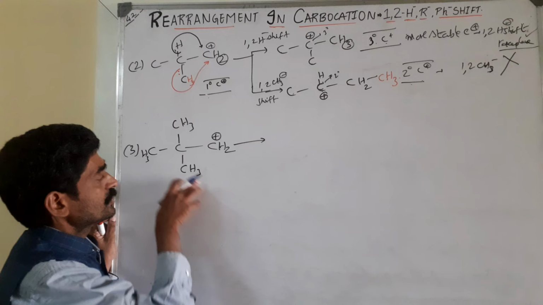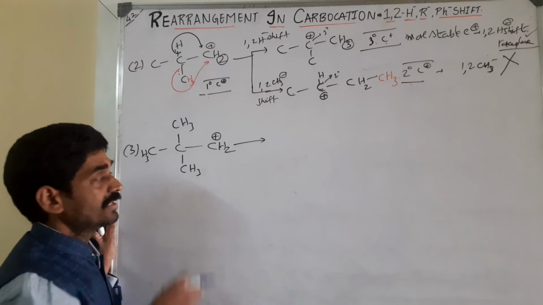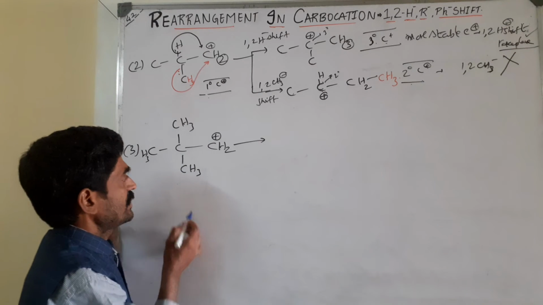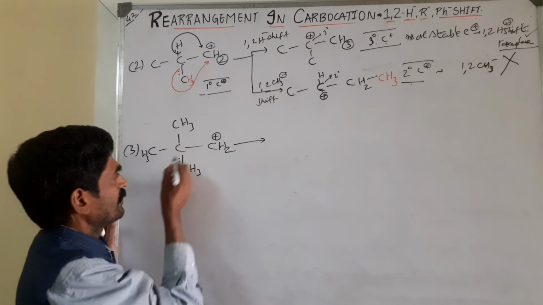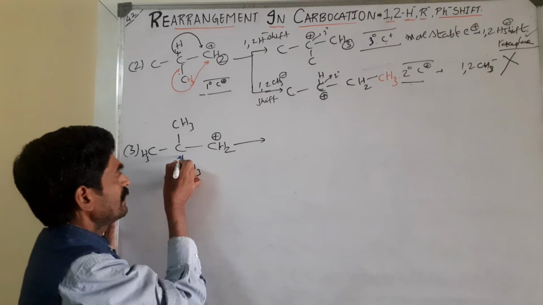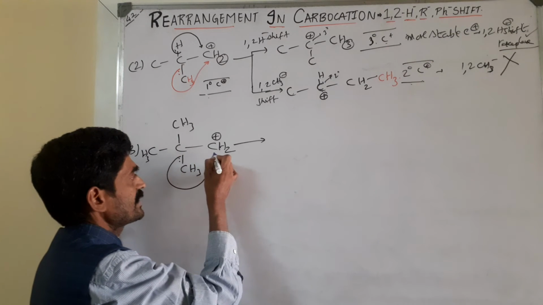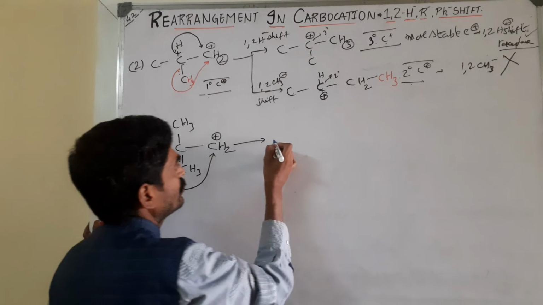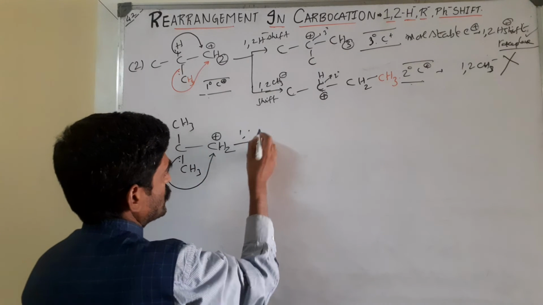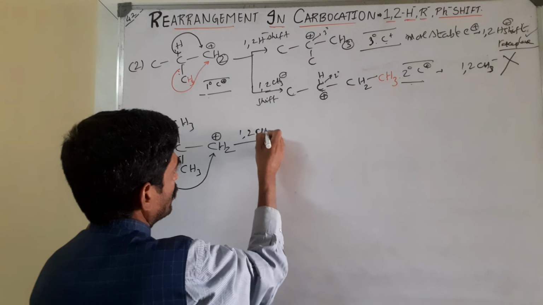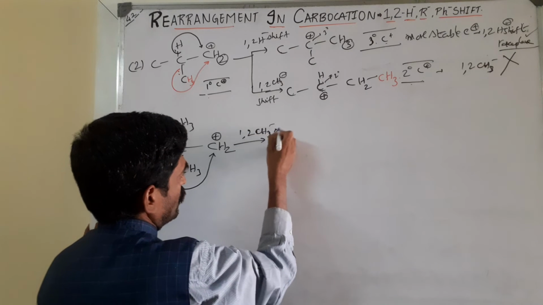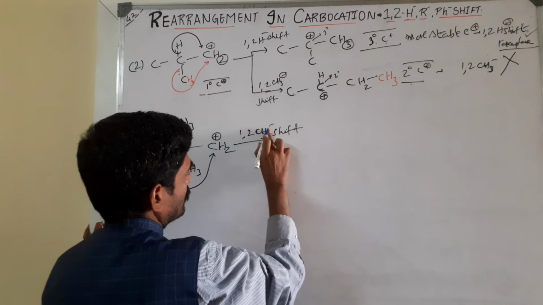So if they ask which shift is happening in this compound, that is the methyl shift, the 1,2 methyl shift. These 2 electrons are taken by this one, all are the same, right? As I said, the 2 electrons are taken by this one, and it is bonded to this. Then you will get the 1,2 methyl shift taking place.